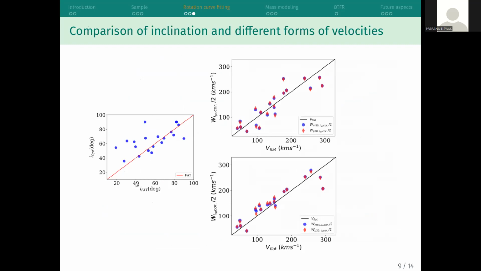Now you see that we compare the inclinations and the different velocity forms. Here you see the HI inclination versus the optical inclination, and at the lower inclinations, we see that they are deviating too much. And here we compare the V flat with the width of the spectra, which is corrected with the optical inclinations. And here the width is corrected for the HI inclination. And you clearly see that this gives a much tighter relation compared to this, which proves that we should use the kinematic inclination to correct the width of the spectra.